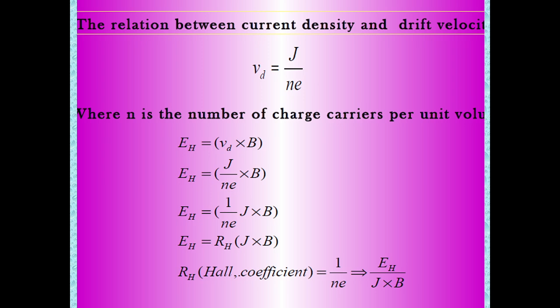E_H is equal to v_d B, so E_H equals J by Ne times B, E_H equals 1 by Ne times J B, E_H equals R_H J B. The Hall coefficient R_H is equal to 1 by Ne, that is, E_H by J B.